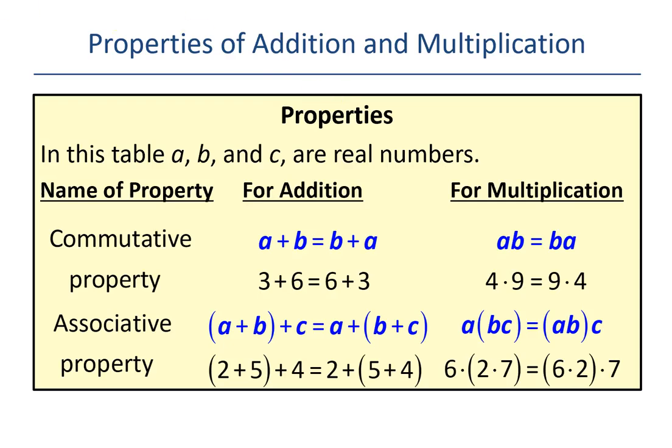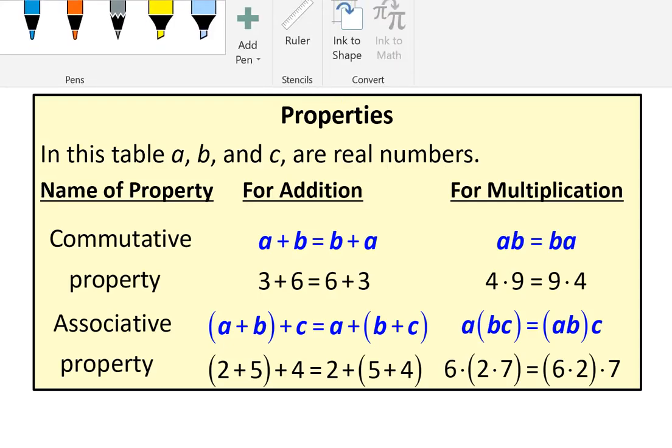So, commutative. Let's look over these real quick. Commutative, notice you have a plus b equals b plus a. Basically, it means they're interchangeable. They can go back and forth. They're commutative, they move. Maybe that's how you could think of them. Same with multiplication, they can move back and forth. A times b is the same as b times a. You see that from these examples below.